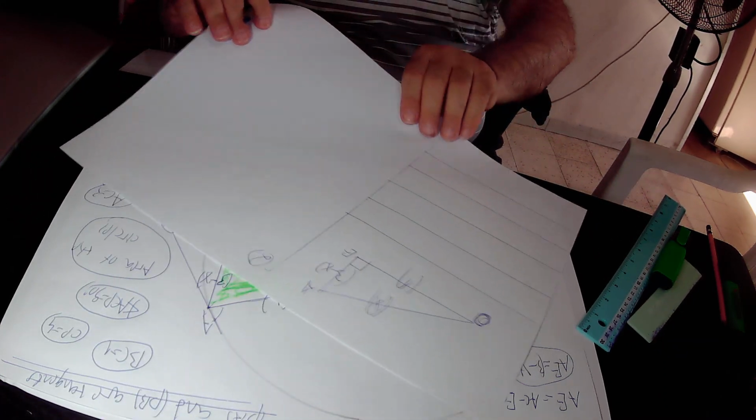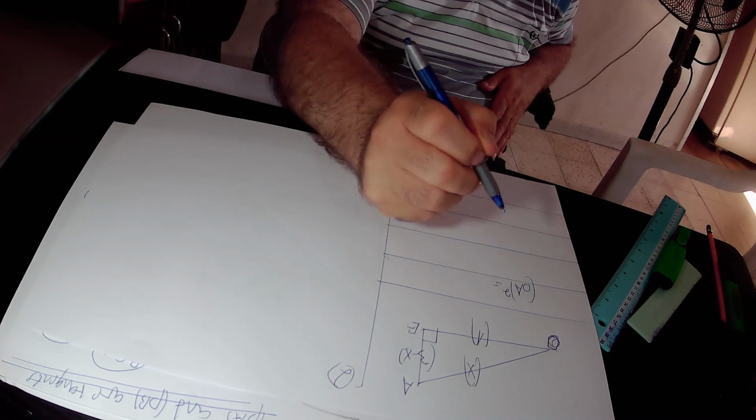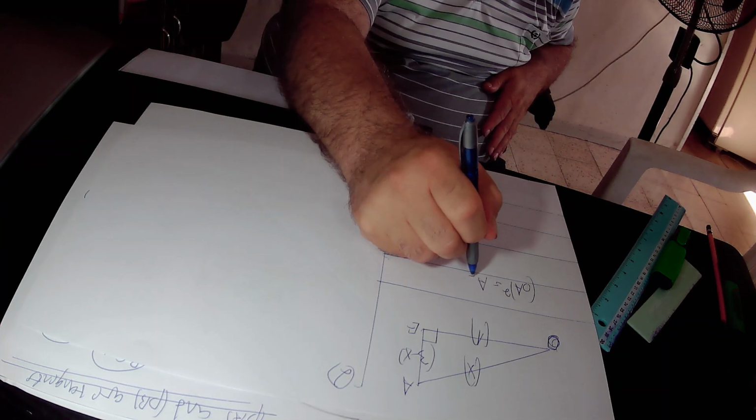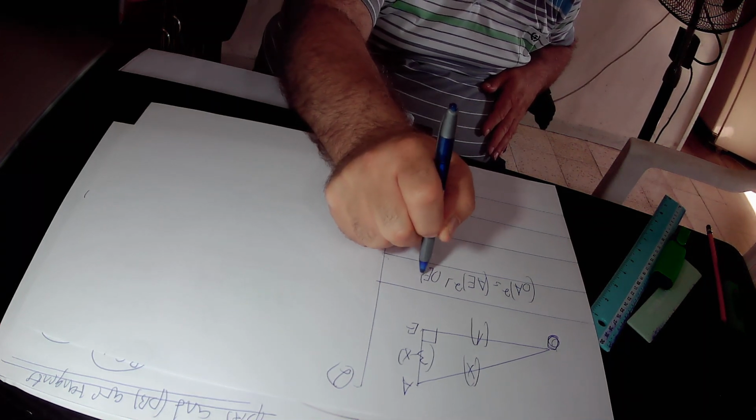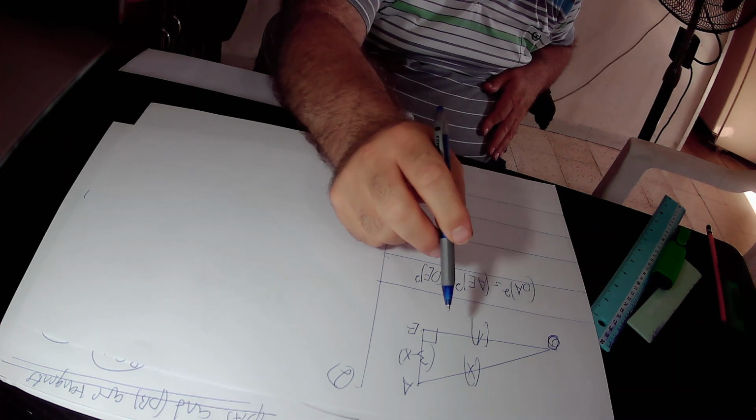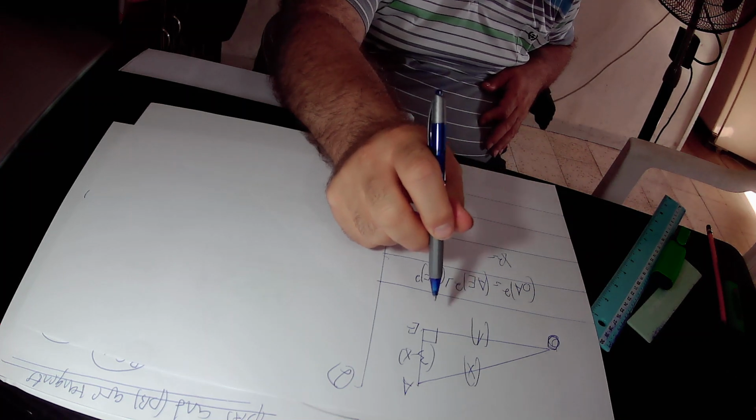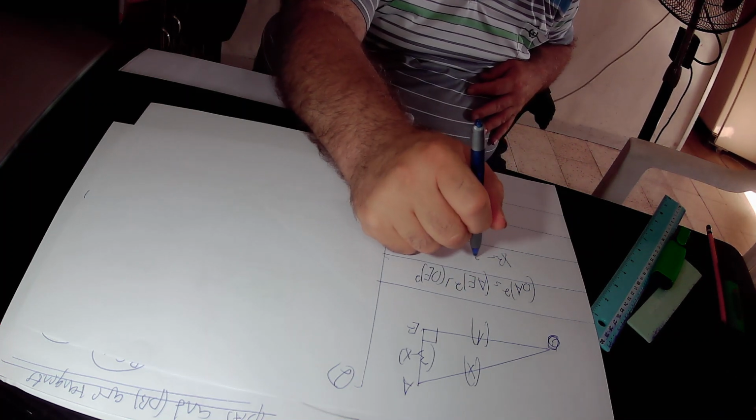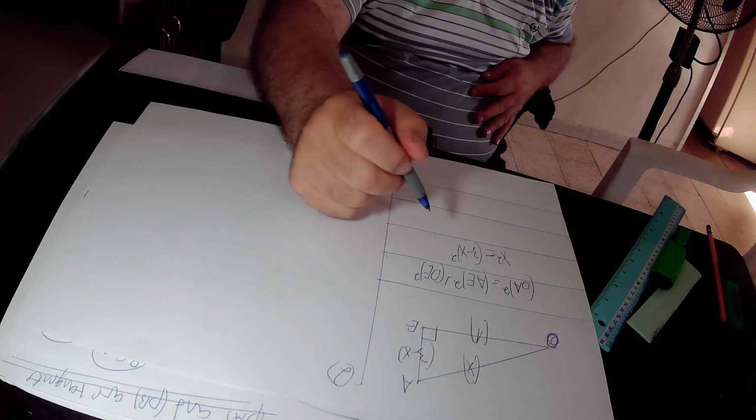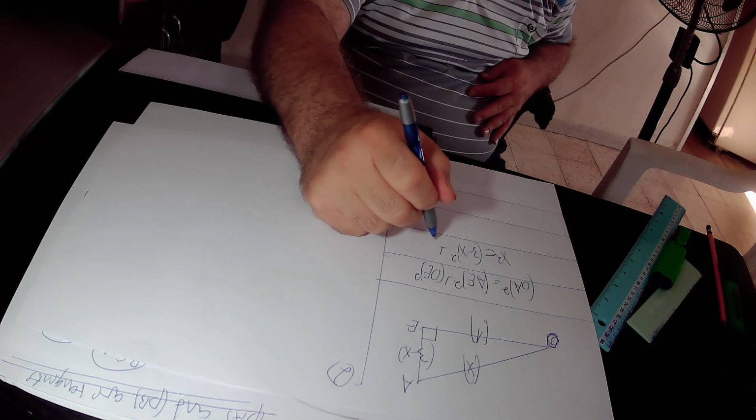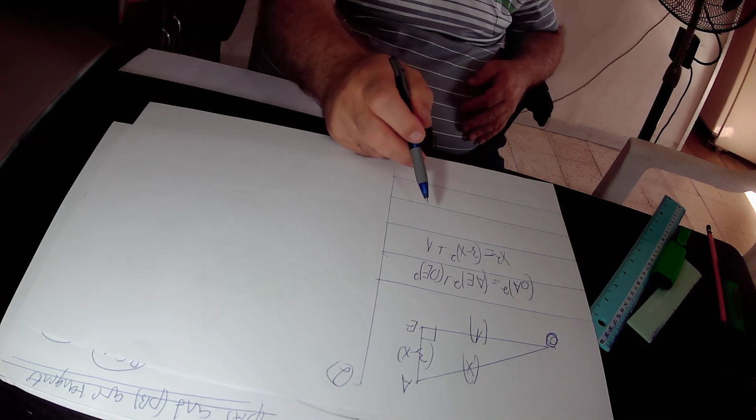OA squared, that is the square of the hypotenuse, equals AE squared plus OE squared. The hypotenuse OA is x, therefore OA squared is x squared, and it is equal to AE squared. AE is 3 minus x, therefore AE squared is (3 minus x) squared, plus OE squared. OE is 1, therefore OE squared is 1 squared, that is 1. So in total we found out that x squared equals (3 minus x) squared plus 1.